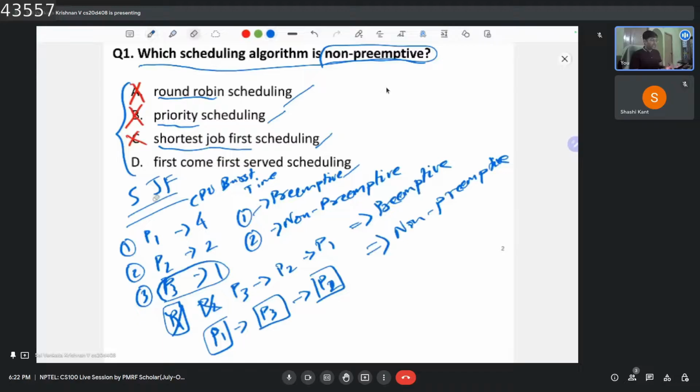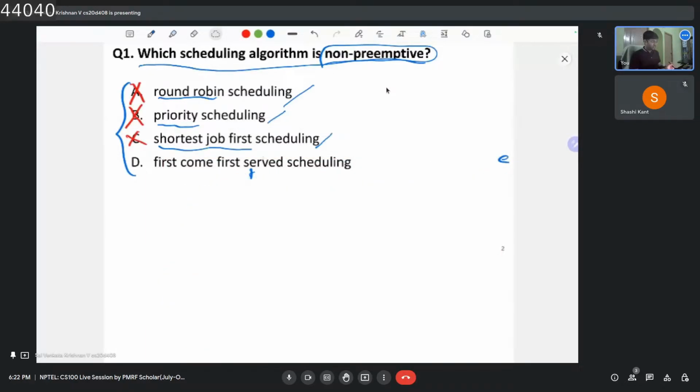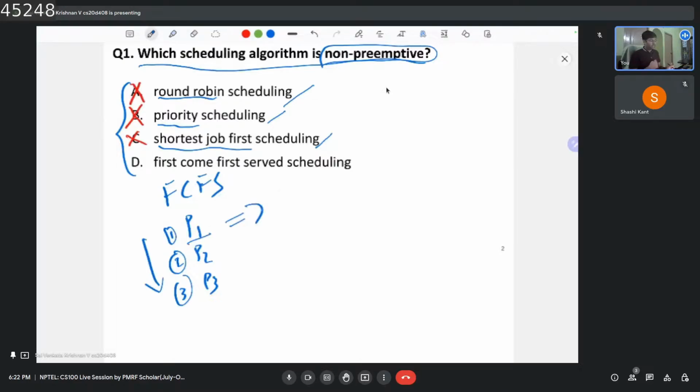And in this case, the last option is first come first serve scheduling. So first come first serve scheduling is very simple. Whatever process, say P1 arrives first, followed by P2, followed by P3. If this is the arrival order, then whatever came first, P1 arrived first, so this will be given execution.